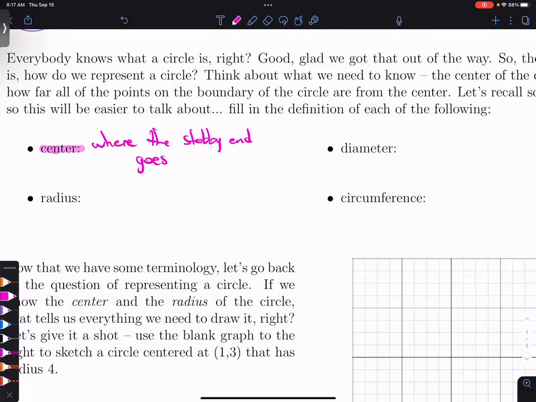What's the radius? That's this distance right here. That's how wide the compass is, right? The distance from the center.